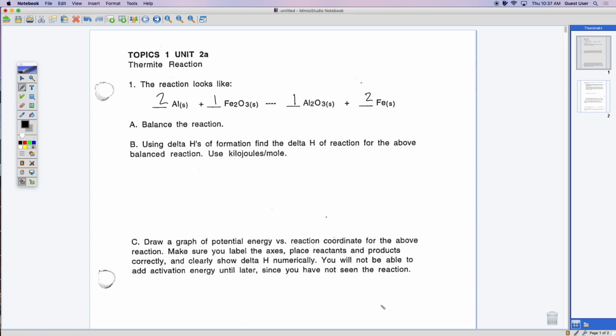Okay, now that you've balanced it, we're going to look at this delta H of formation to find the delta H of the reaction for the above reaction. So you got to use the chart in the back of your book. Look for the delta H of formation of aluminum, of iron oxide, of aluminum oxide, and of aluminum itself. And then what we're going to do is we're just going to fill it in here and then see what it calculates out to be.